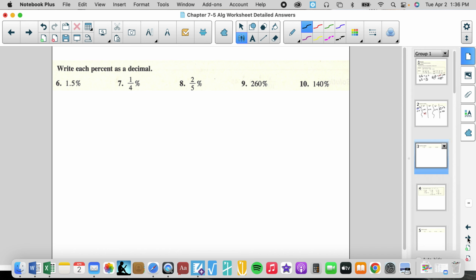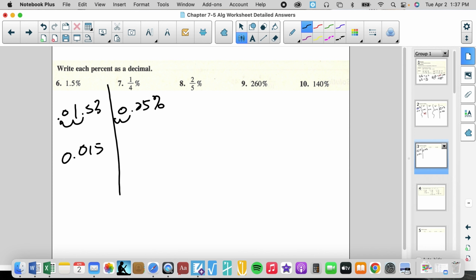We're going to move it 2 places. Let's write it a little bit closer. So 1, 2, so we get 0.015. Now here I would turn it to a decimal percent. 1/4 is equivalent to 0.25. And now I'm moving it 2 places. So I get 0.0025 is my decimal value.